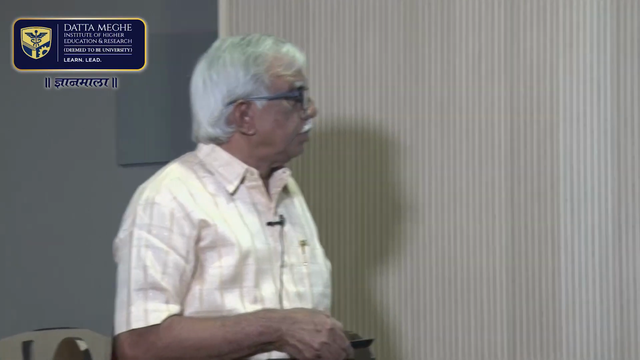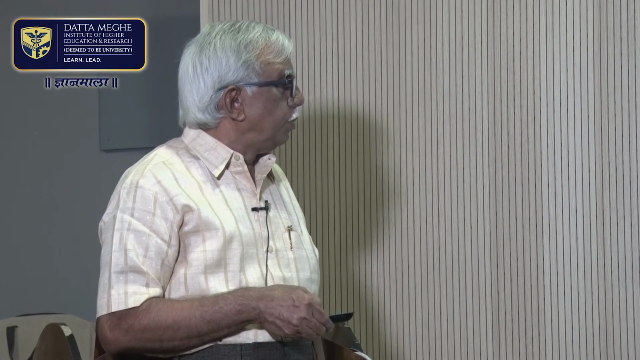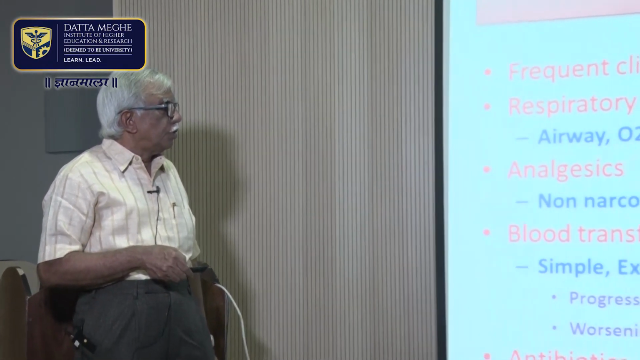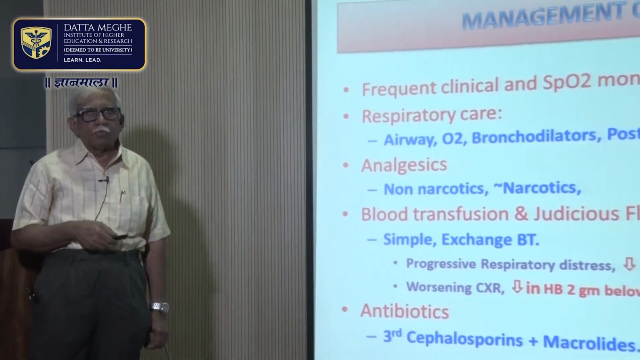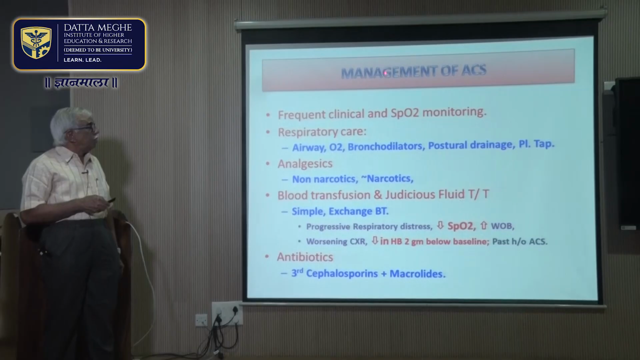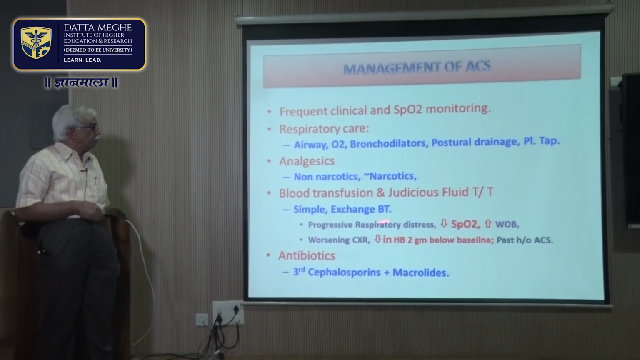suspected cases. Analgesics, non-narcotics should be used. Narcotics have a chance that the patient will get more obtunded, more drowsy, more hypoxia, more acute chest syndrome. So, narcotics should be used, if at all, with precaution, if the patient is already on a ventilator. Blood transfusion and judicious fluid therapy. Over transfusion, that means overzealous fluid therapy, can lead to precipitation of acute chest syndrome.